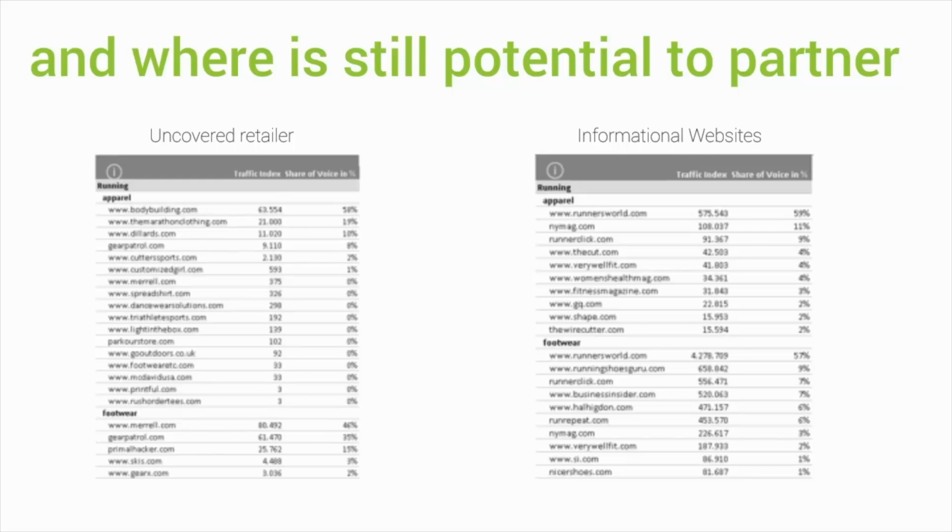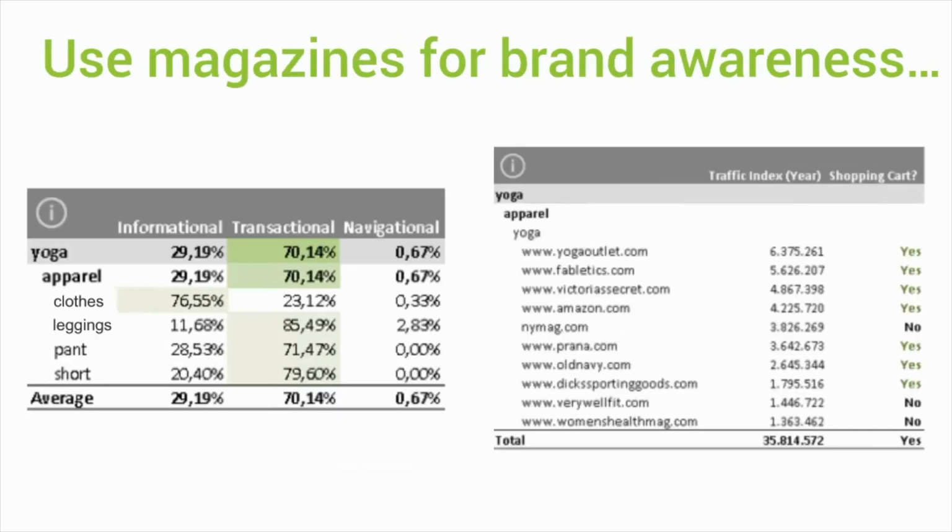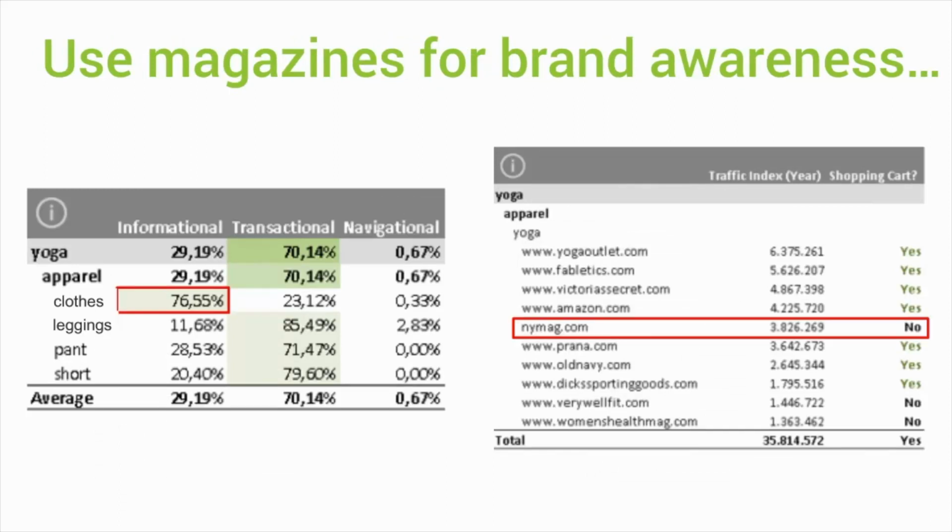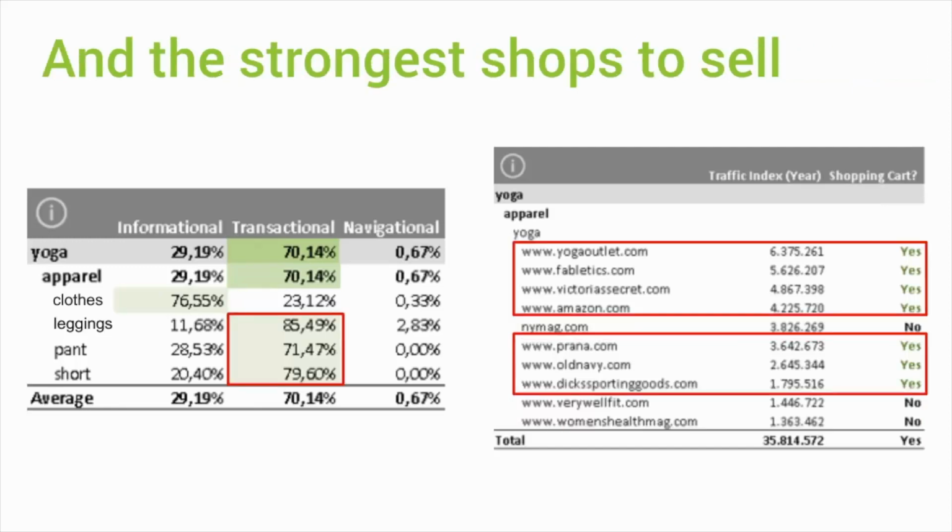So here you have those domains which have a high share of voice within your specific keyword set. And you can also use magazines for brand awareness, right? If you look at yoga clothes, then you see that here are magazines who have no shopping cart, so they're not selling anything. On the other hand, everything which is transactional, you go with those shops.